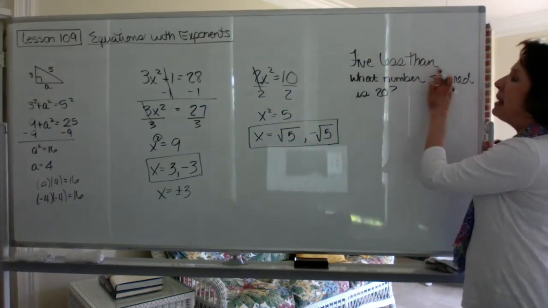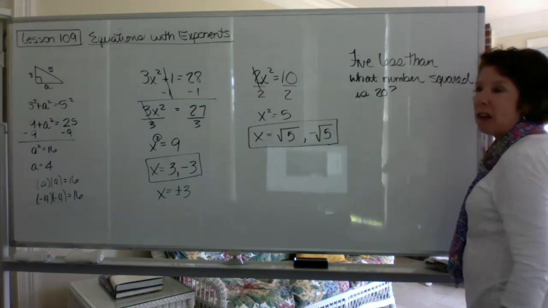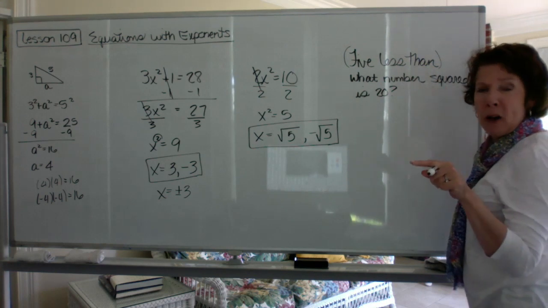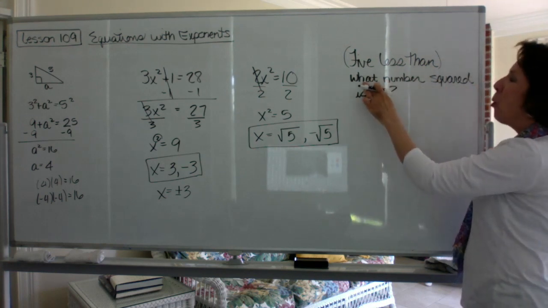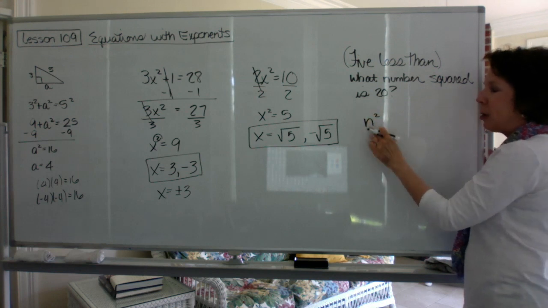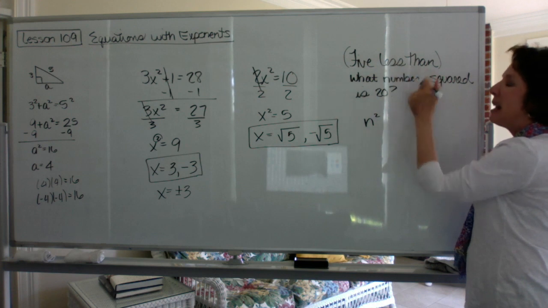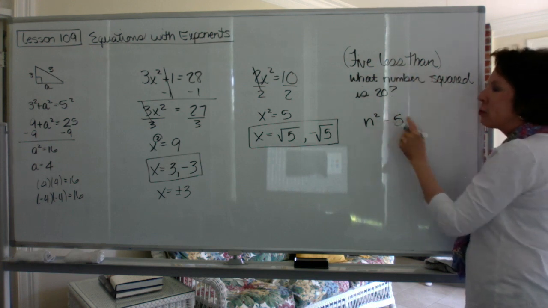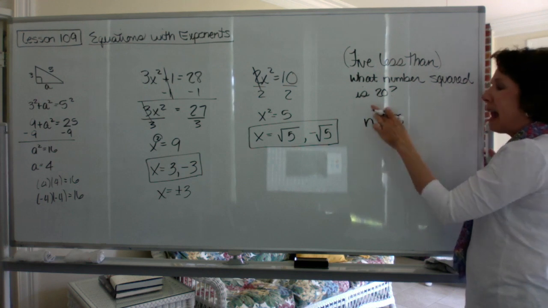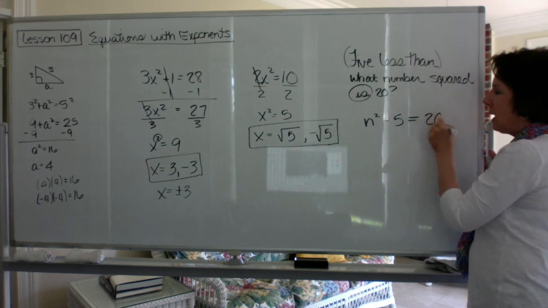We've got 5 less than what number squared is 20? Well, there's a lot going on there. 5 less than, just put a pause button on that, and let's first write what number squared. So I'm going to take n and square it. And now I'm going to tag on to that the 5 less than, which means I'm going to subtract 5 from a number squared. So 5 less than what number squared, you know what is means, is 20.